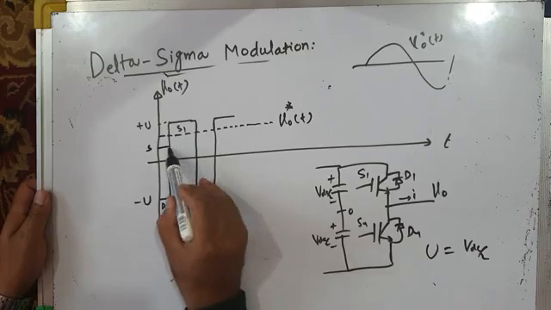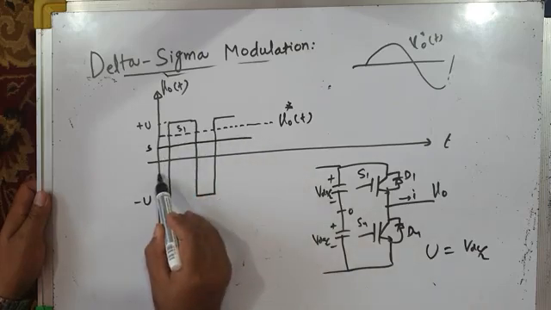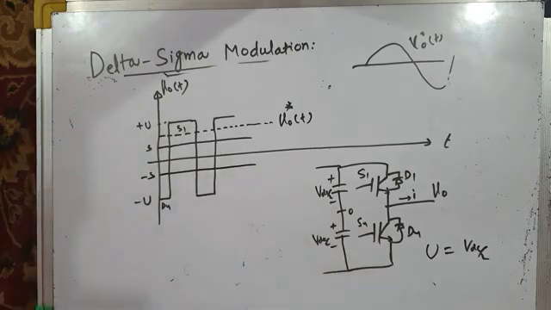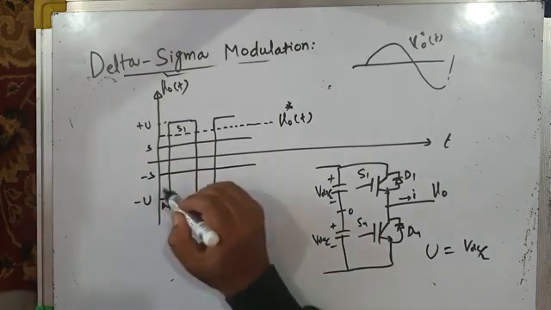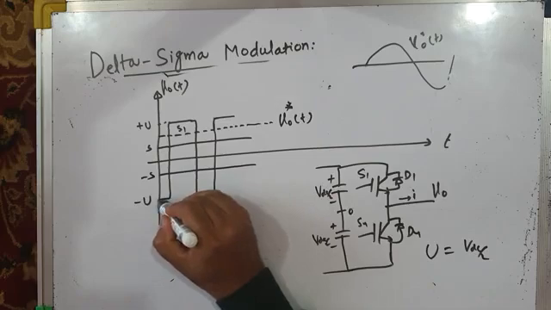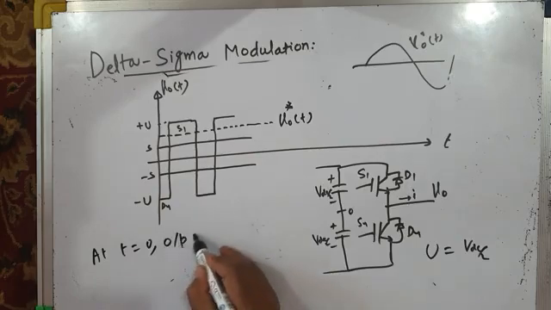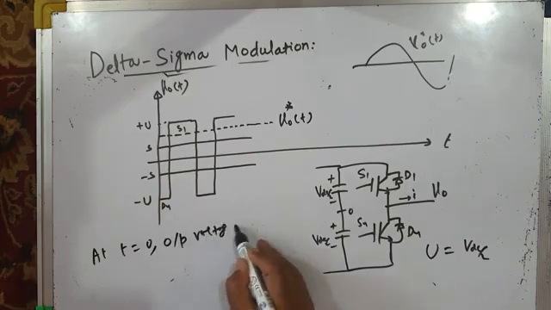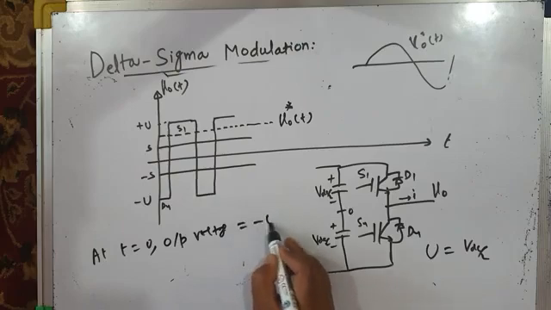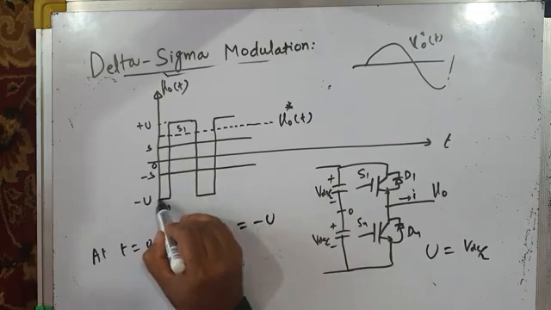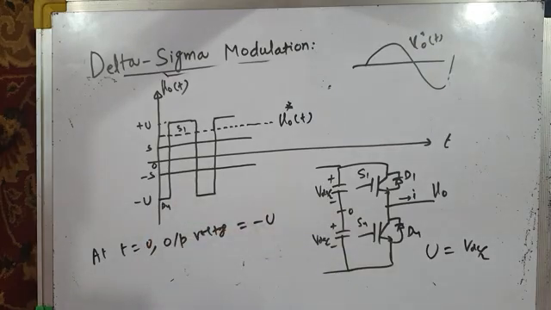This is S, the upper threshold, and the lower threshold is minus S. So let us see what happens during this instant of time. Here at t equal to 0, what is your inverter output voltage? Output voltage is equal to minus U. You can see at t equal to 0, what is the inverter output voltage? It is minus U, minus VDC by 2, or we have written that as minus U, right?